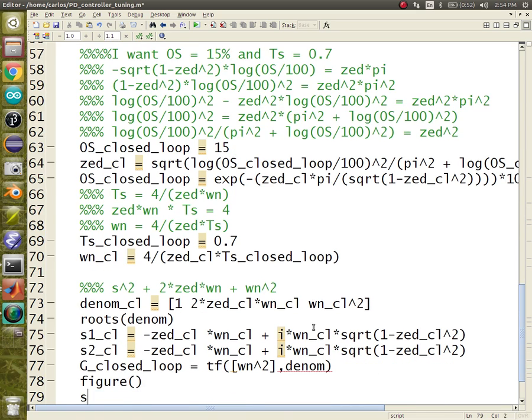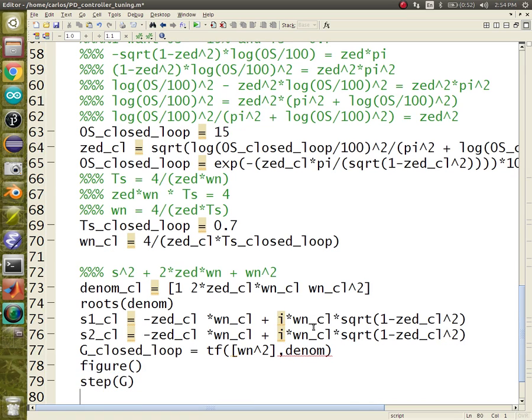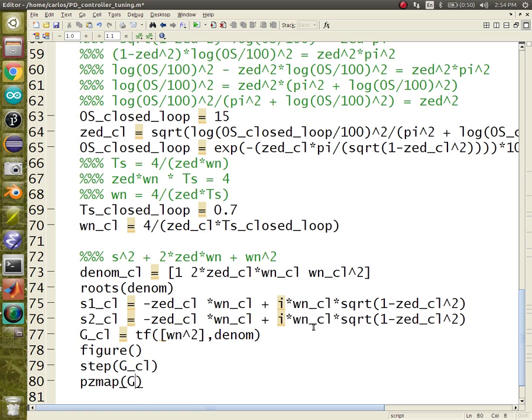I'm going to drop a figure down. I'm going to do a step response of g, and a PZ map of g. Then closed loop: a step response of closed loop and a PZ map of closed loop. And let's see, it looks like I got some errors. Oh, I didn't throw a figure down, of course. Oh, and I didn't do omega n squared closed loop here. I didn't do denom closed loop.